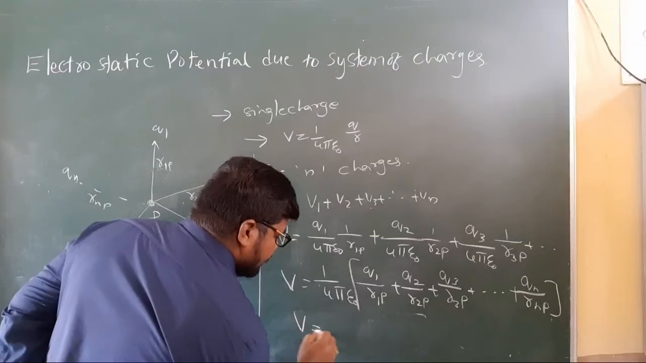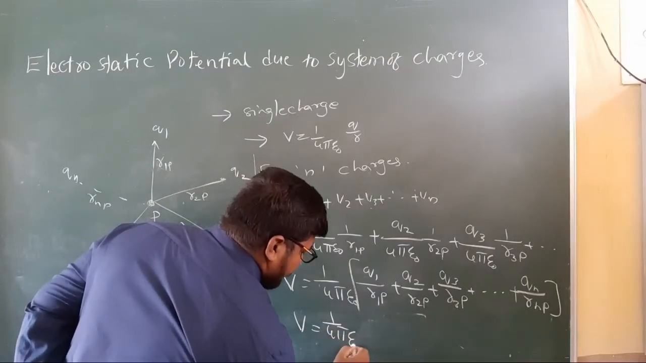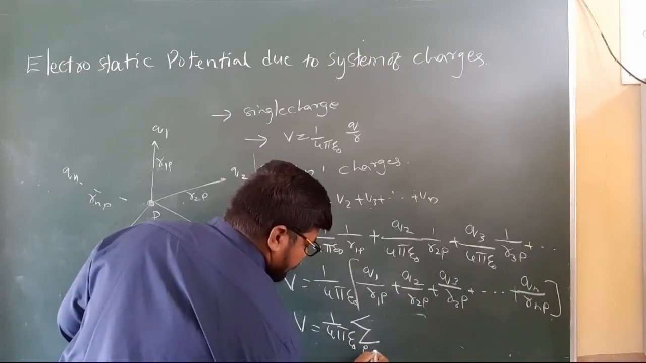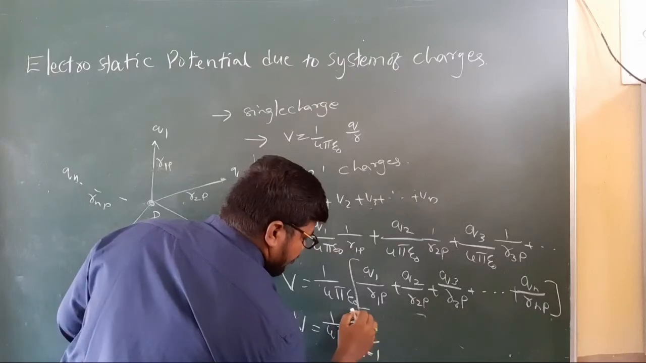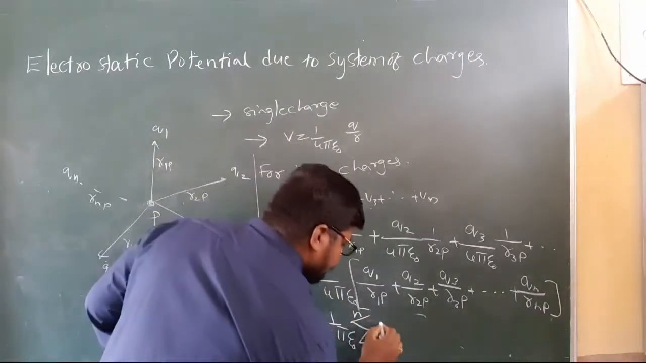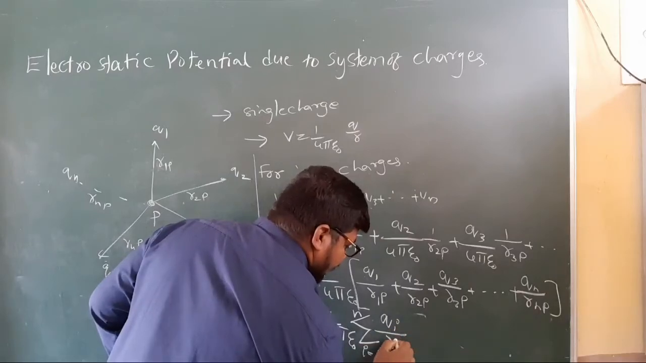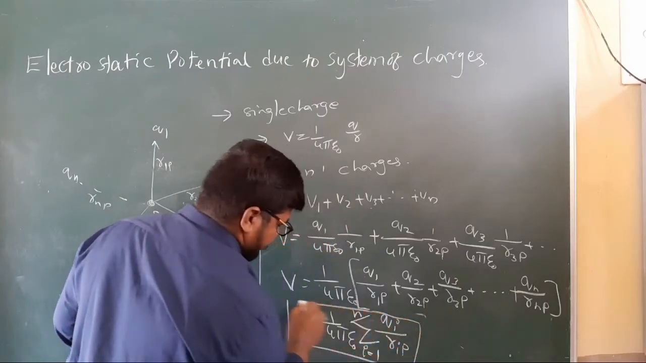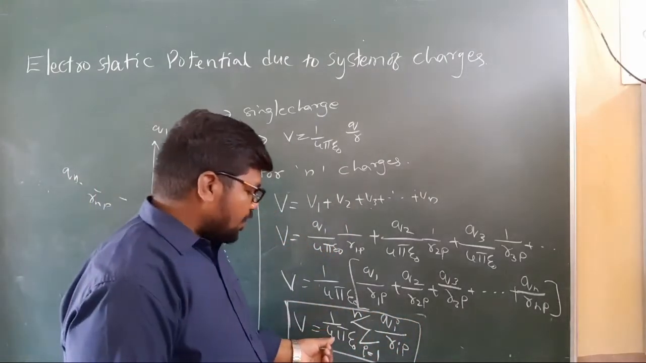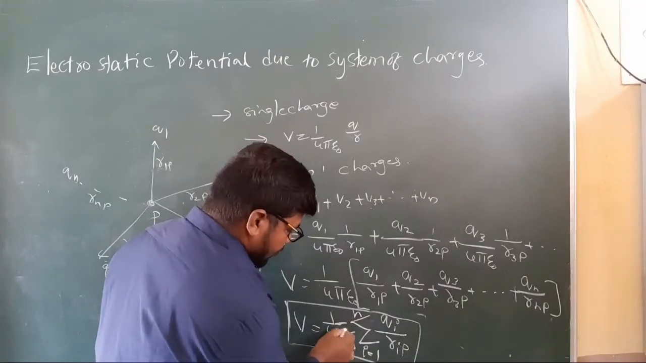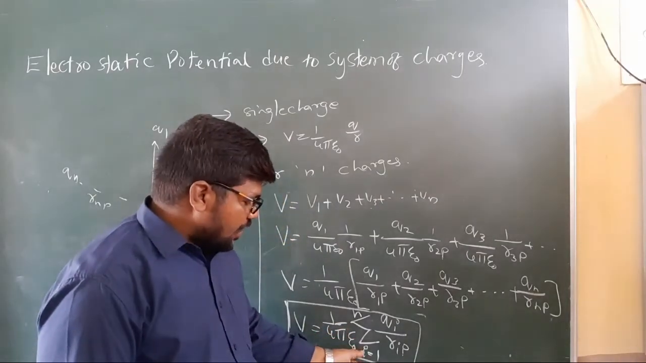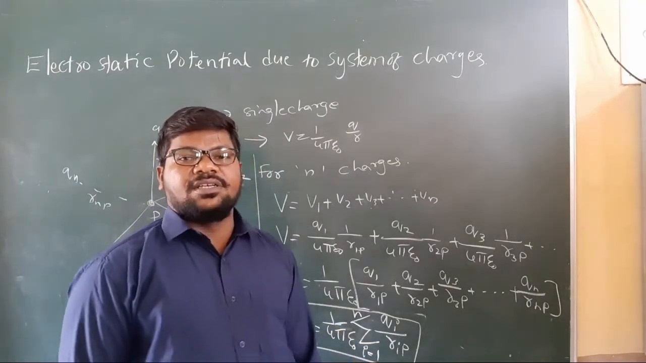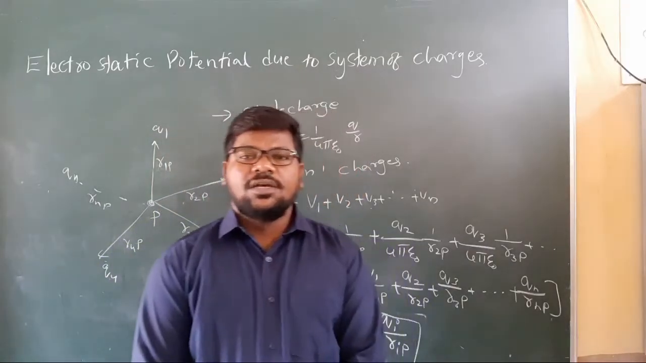So finally, V is equal to 1 by 4 pi epsilon naught, summation i is equal to 1 to n, q_i by r_ip. So V is equal to 1 by 4 pi epsilon naught, summation i is equal to 1 to n, q_i by r_ip. So this is the final expression, my dear children.